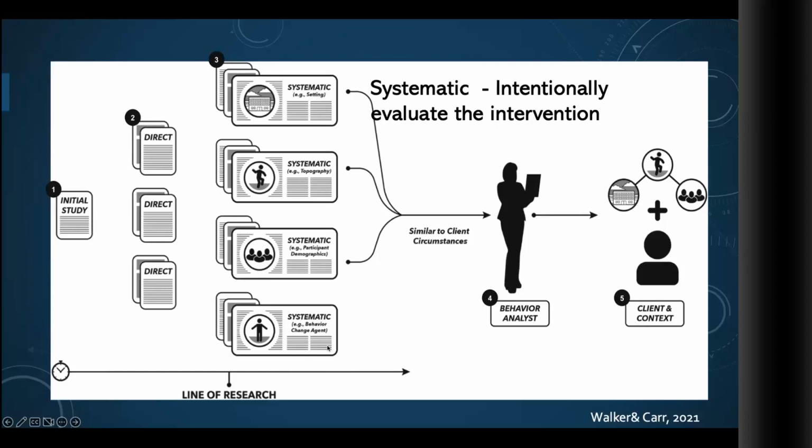We might vary the participant demographics, and then also the behavior change agent. So maybe I completed a study with teachers, and then somebody comes along and they're like, oh, that's a really cool study, I'm going to replicate it. But instead of using teachers, I'm going to use caregivers, or I'm going to use group home staff, or whatever the case might be, right? So they're essentially taking my study and then they're replicating the procedures, but they're making what we call systematic changes.